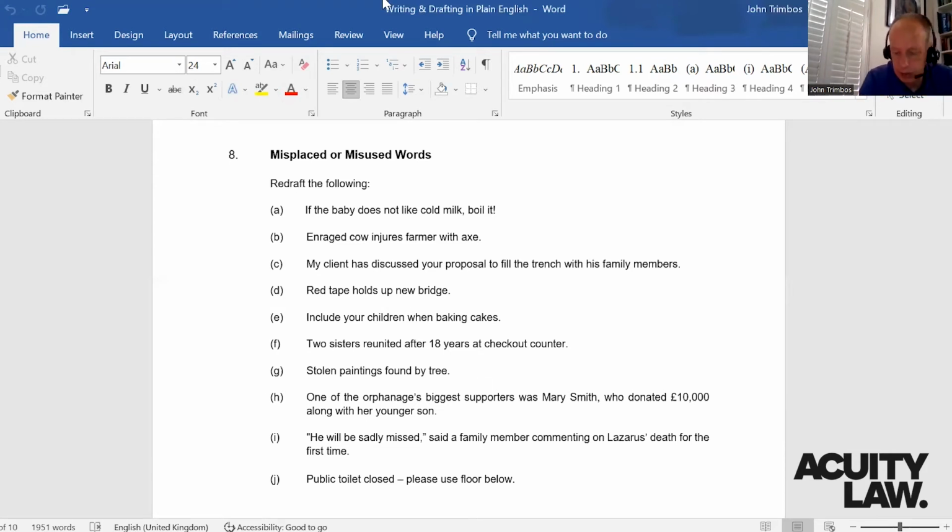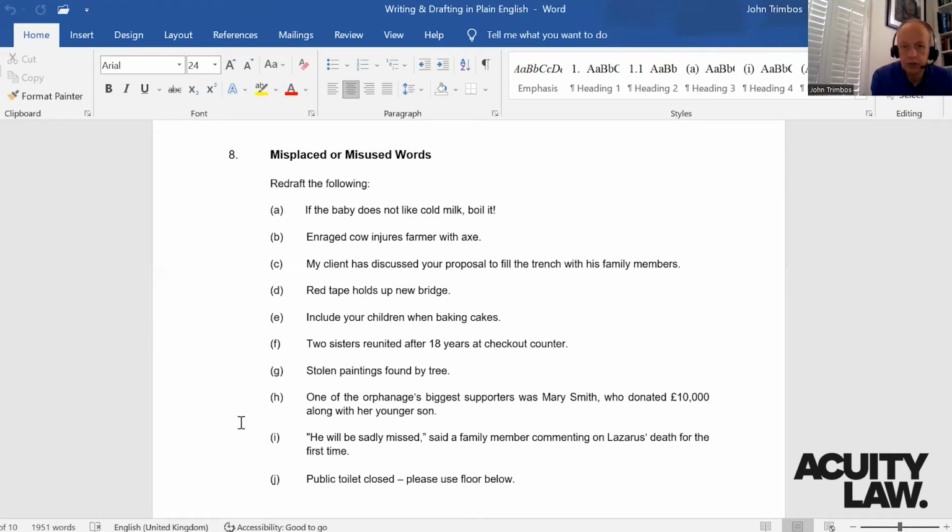F was a newspaper headline. This was on the front page of the Daily Mirror. Now, I wrote these notes years ago, but this now reminds me of, again, first lockdown, Corona lockdown, March 2020. For several months, you had to queue for ages just to get into the supermarket. And so, yeah, two sisters reunited after 18 years at checkout counter. I mean, it did feel that way sometimes.